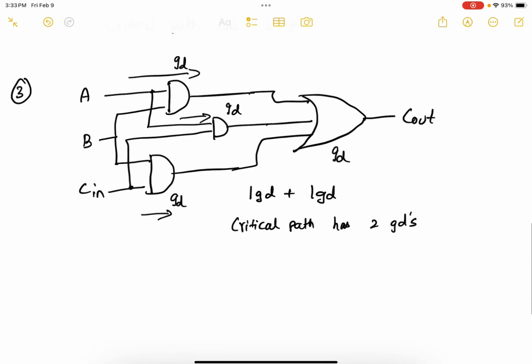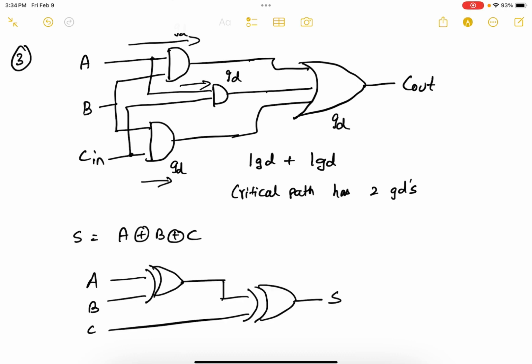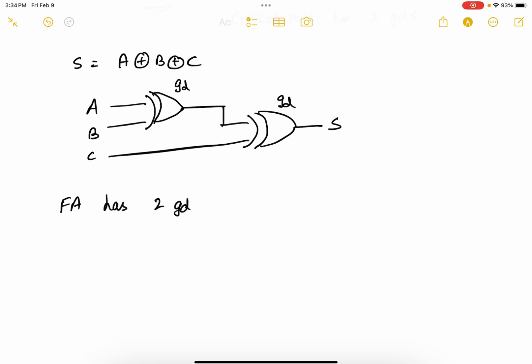Now you might be wondering why I took only Cout and not S. If you remember, the S equation is A XOR B XOR C. So it can be represented as ABC. Assuming you can only have two input XOR gates, the critical path would be two gate delays. But Cout has at least two or three gate delays. That is why I wanted to show you the difference. So the full adder sum has two gate delays, and the half adder has one gate delay.